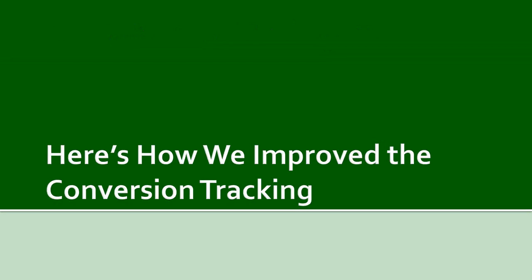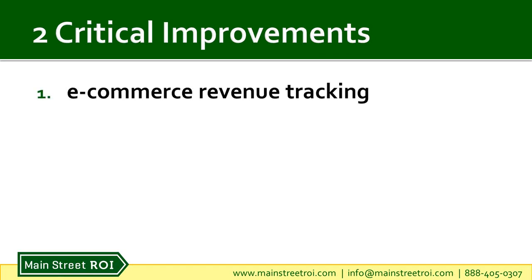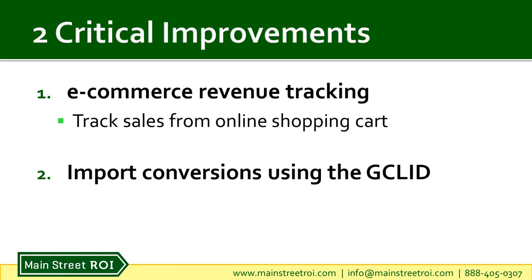So let's talk about what we did to improve. Really two critical areas. The first is straightforward. There's e-commerce revenue tracking that just tracks the sales from that online shopping cart. I'll show you how we did that in a minute. And the second improvement here is using what's called the GCL ID. That's the Google Click ID.